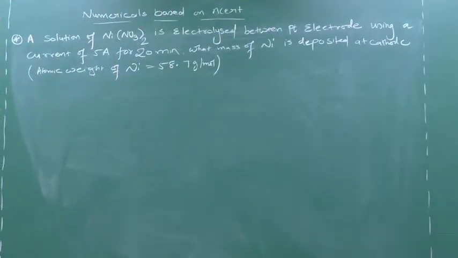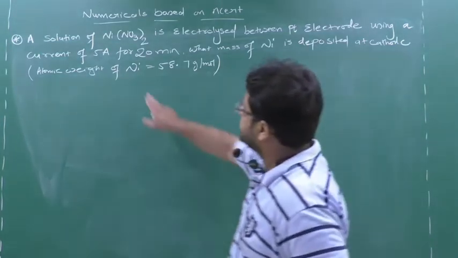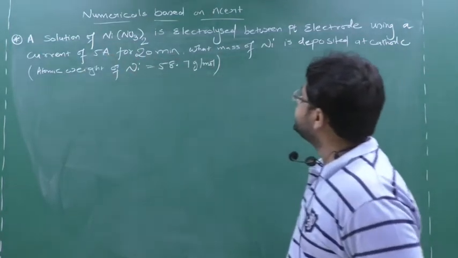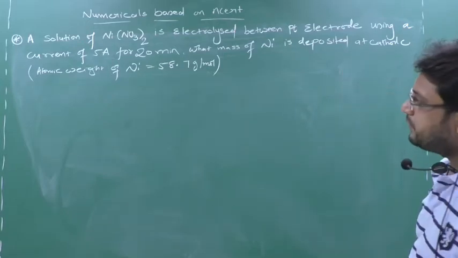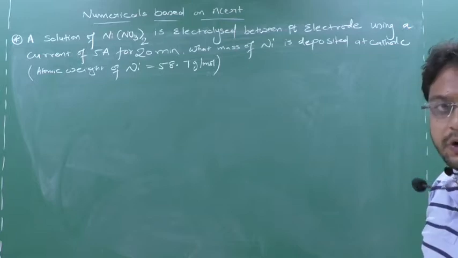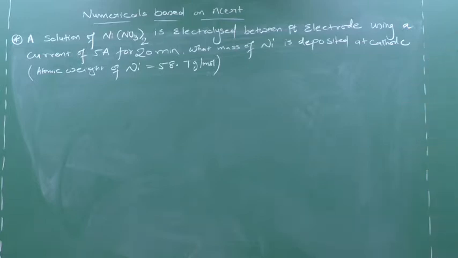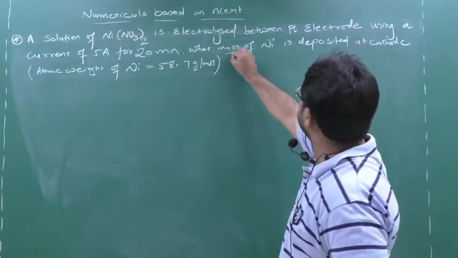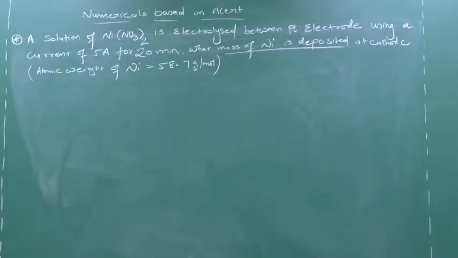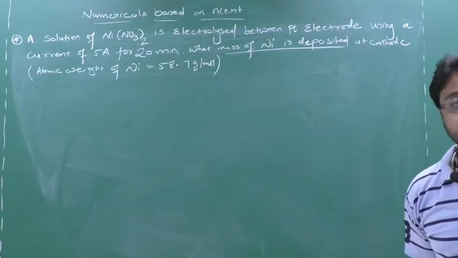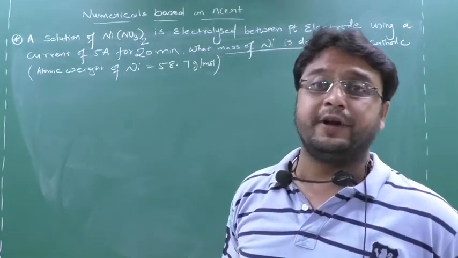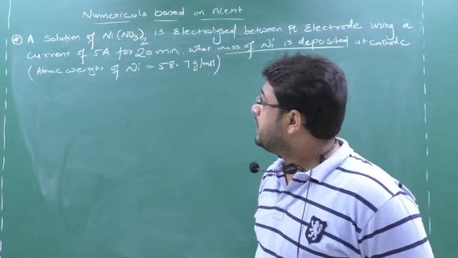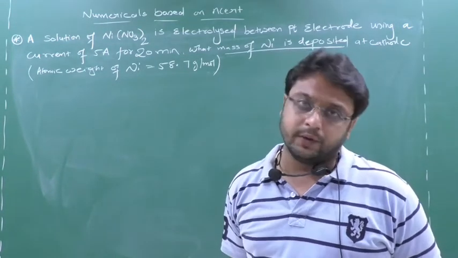See, a solution of nickel nitrate is electrolyzed between platinum electrodes using a current of 5 ampere for 20 minutes. What mass of nickel, means you have to calculate the mass of nickel deposited at the cathode. This type of question we have also solved in my previous video using Faraday's first law. You can see numericals based on Faraday's laws. But here, as it is given in the exercise, I am solving it.